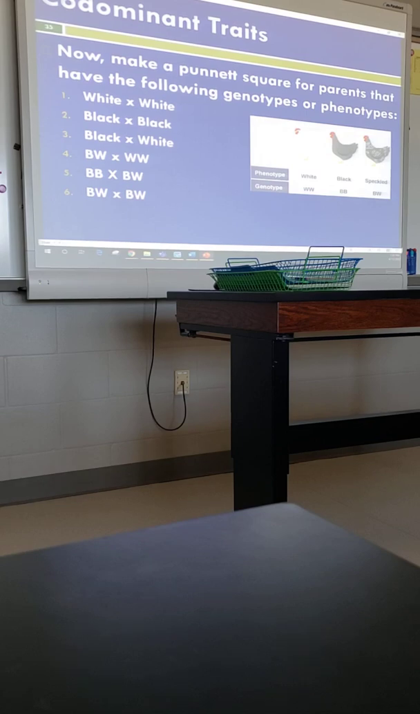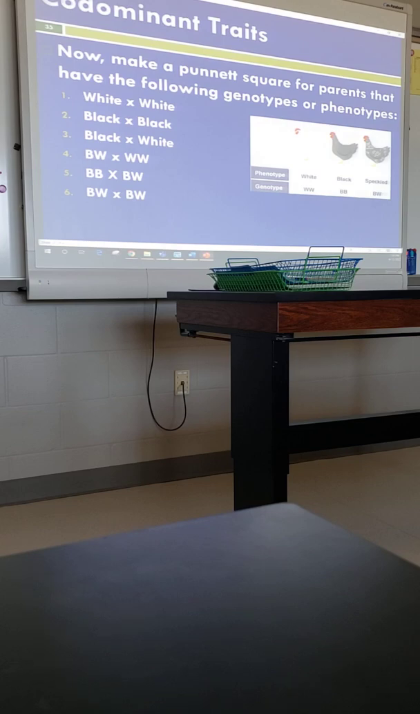Well, if I do this, you're probably getting to the point where you can see, I don't really have any variety. They're all going to be black, right? So 100% of them will have the phenotype of black and have the genotype of big B, big B. Okay, so let's do the third one, a black times a white. And we're not gonna end up with some gray.